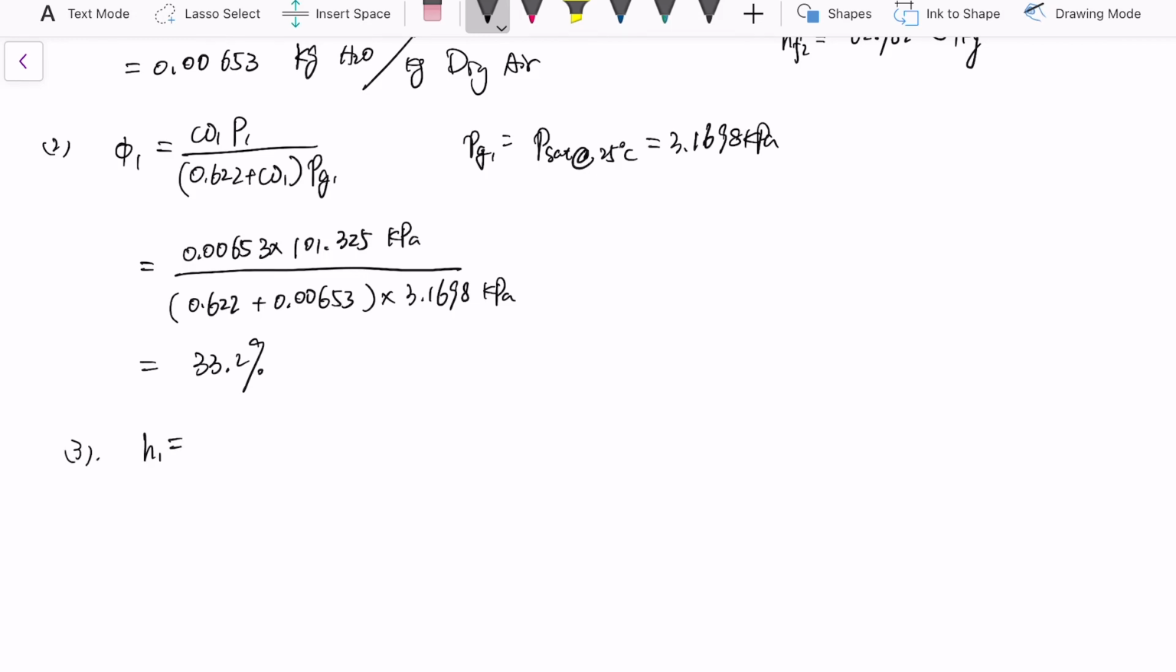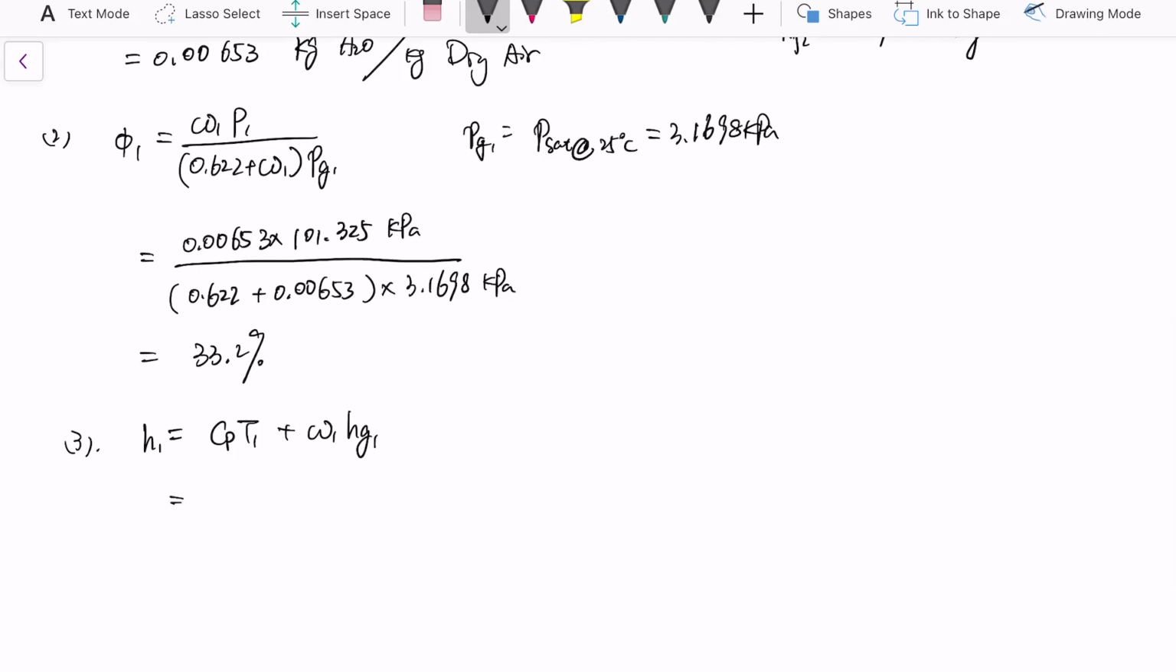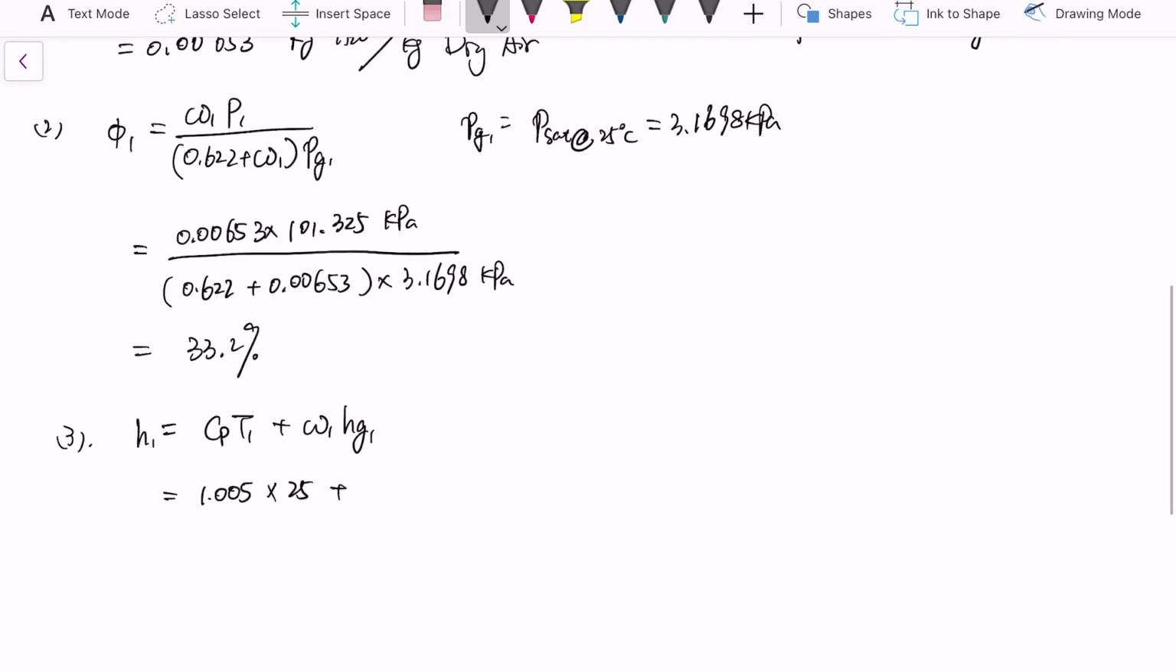The last one asks you to calculate enthalpy. The enthalpy of the air mixture is Cp T1 plus omega 1 Hg1. Cp for air is 1.005 times 25. Omega 1 we calculated, 0.00653, times Hg1 we found earlier, 2546.5. Total gives you 41.8 kilojoule per kilogram of dry air.